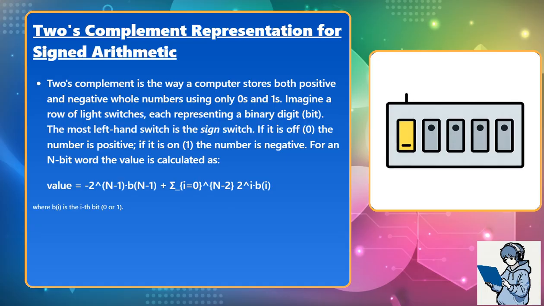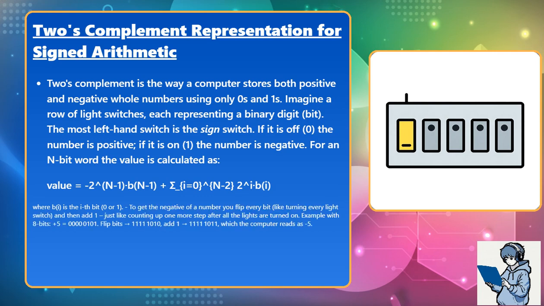For an n-bit word, the value is calculated as value equals -2 to the power of n-1 times b of n-1, plus the sum from i equals 0 to n-2 of 2 to the i times b of i, where b of i is the ith bit, 0 or 1. To get the negative of a number, you flip every bit, like turning every light switch, and then add 1, just like counting up one more step after all the lights are turned on.